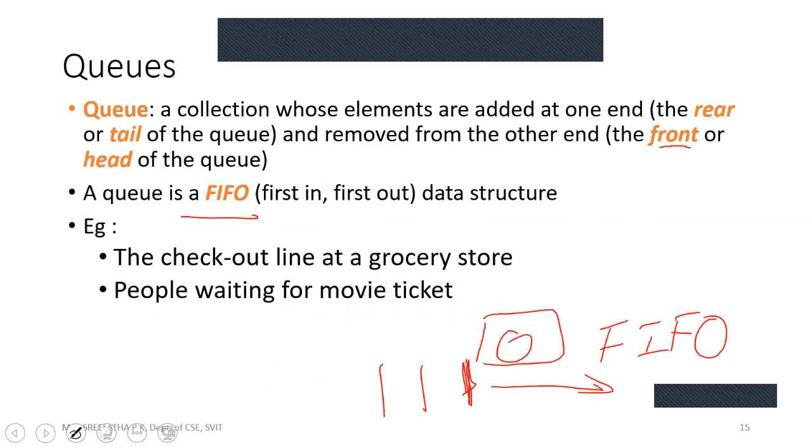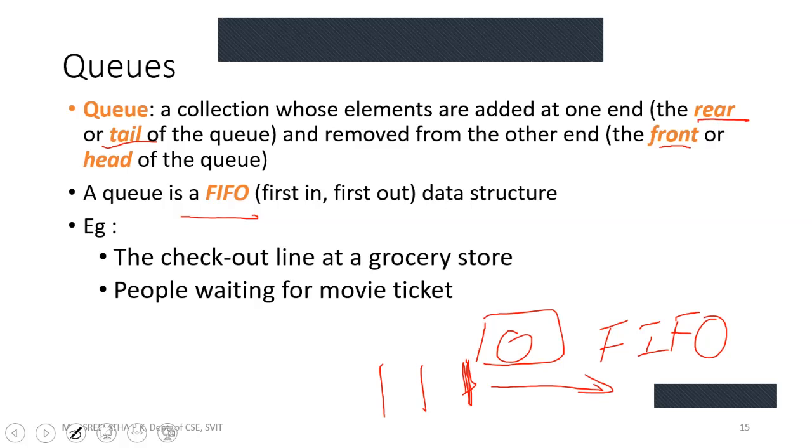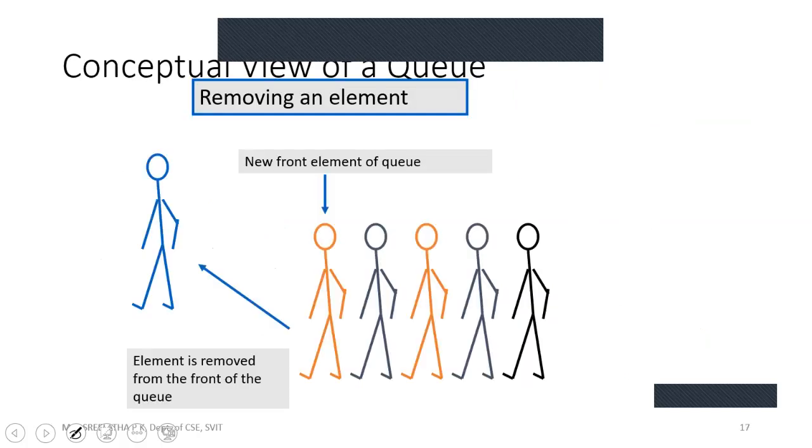So there is the end to which the elements are added, called the rear end or the tail of the queue, and the other end from where the data is removed is called the front or head of the queue. So this is the introduction about the queues.